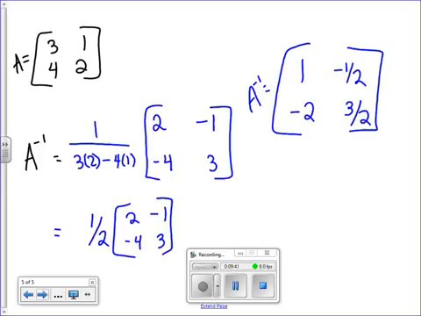This only works for 2 by 2s. For 3 by 3s, there are actually 2 different ways to find the determinant. One of them is called expansion by minors, and the other one is diagonals. We're not going to get there yet.